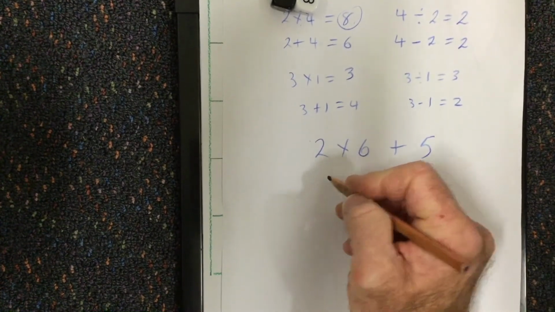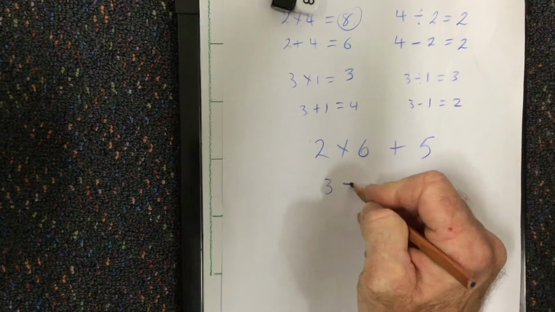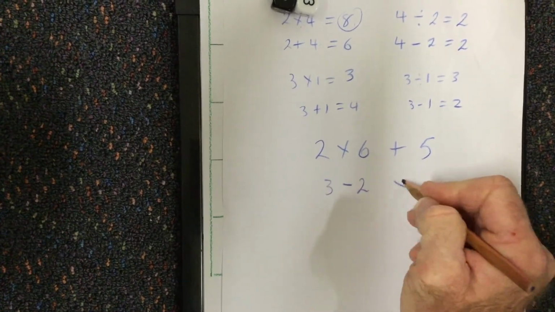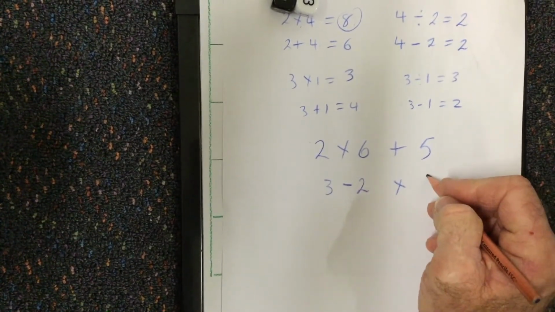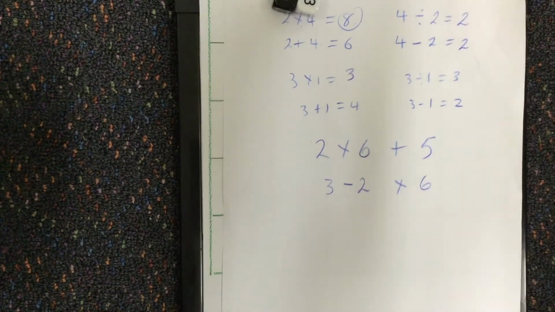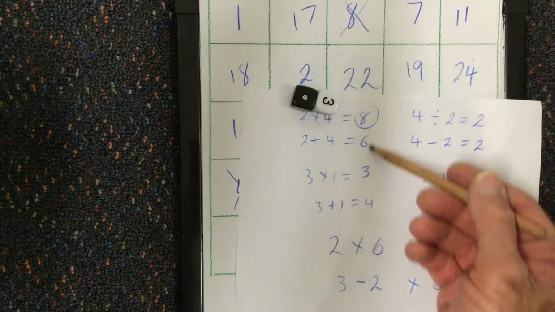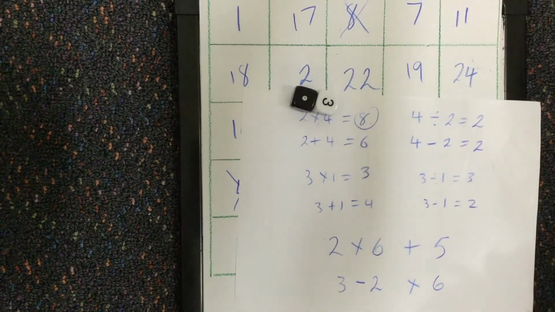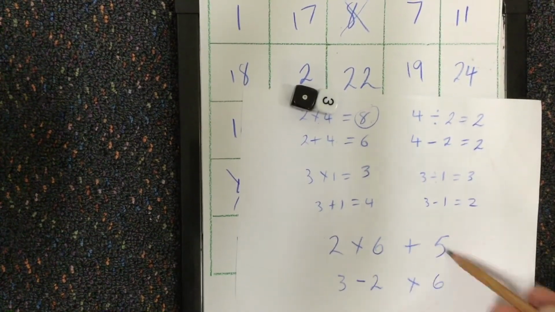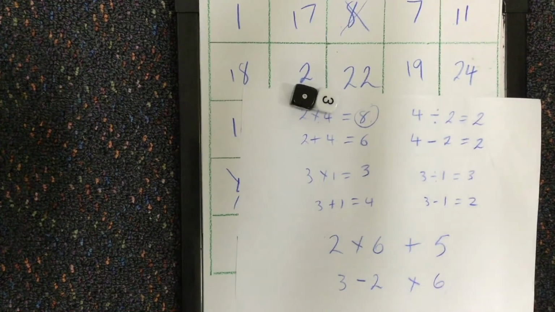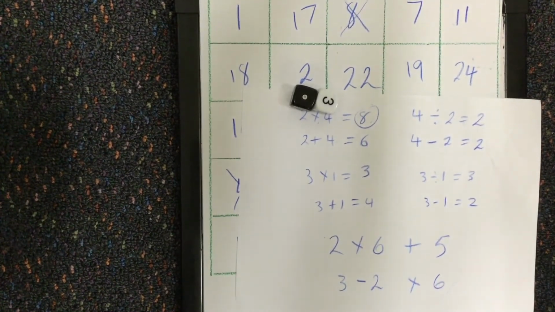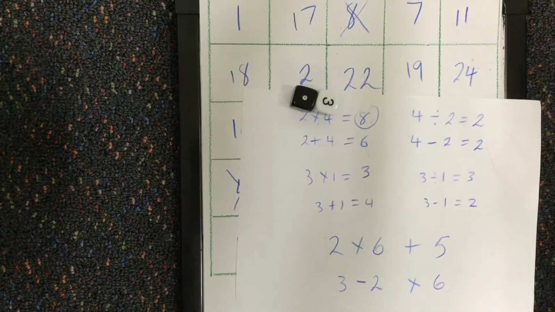You could do 3 take away 2 and then multiply by 6. Who knows? There's lots of range of doing things. So this one, more for the juniors, getting towards the older ones. Here, as you're getting up to about grade 2, 3, 4, 5 and 6, where you can throw in a few more challenges.